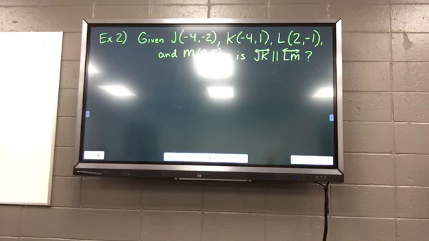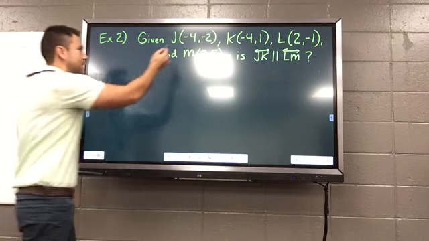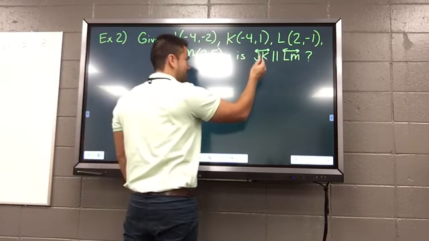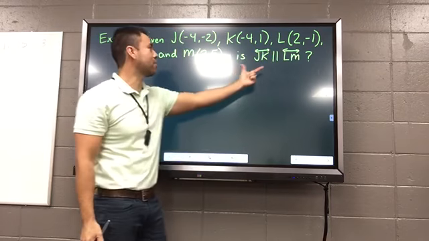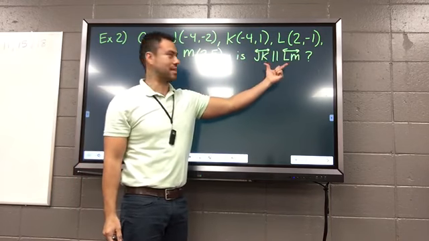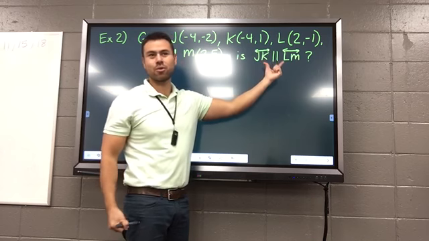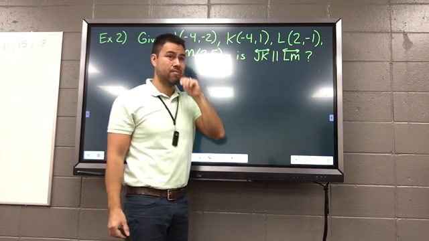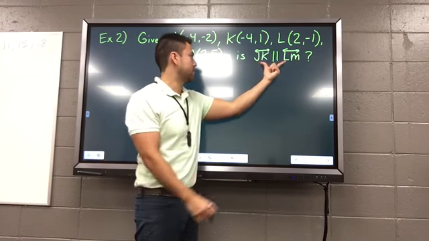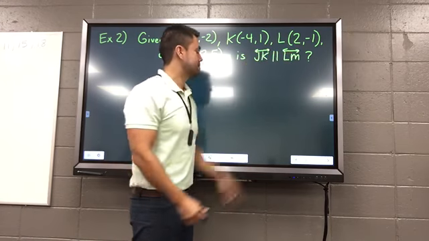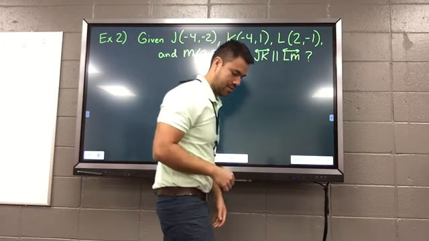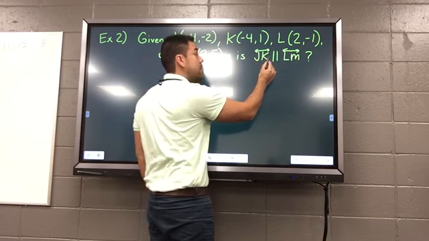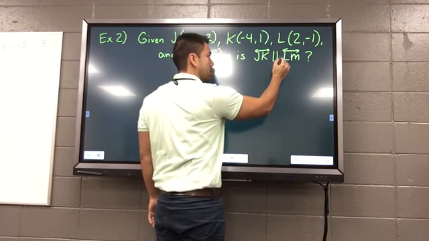Okay, given J, K, L, and M coordinates. Does anyone know how to read this for me? What does this mean? It's all this gibberish and symbols. Laura, try it out. Just this little part right here. Just read it. Line JK is parallel to line LM.